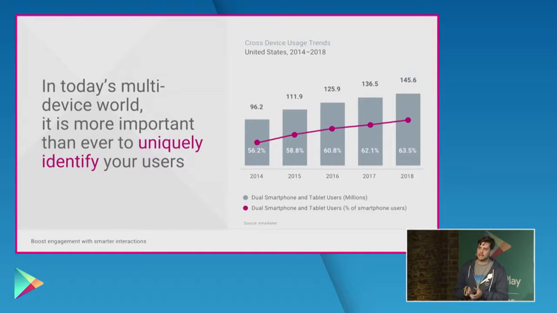So let's start with tailored interactions. This chart is for the US only, but it holds true for many European countries as well. So think about this for a minute. Next year, 60% of your app users on their smartphone will also be able to use your app on their tablets. I think that's quite a staggering figure.